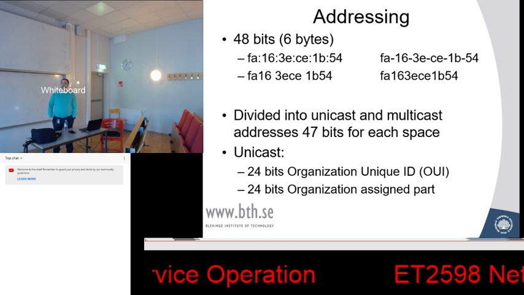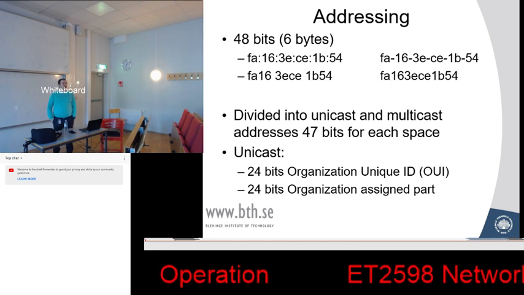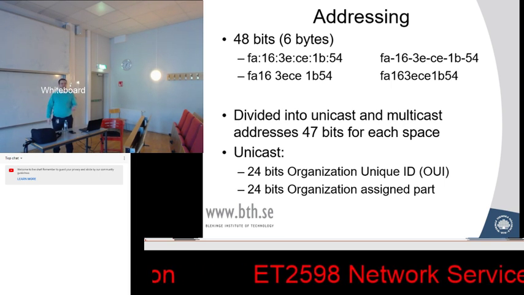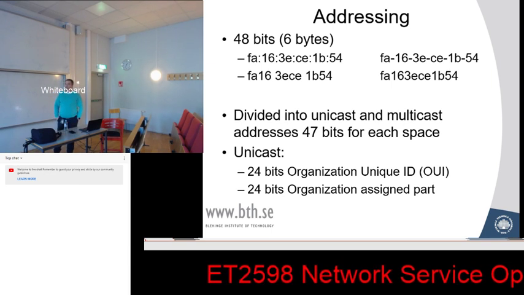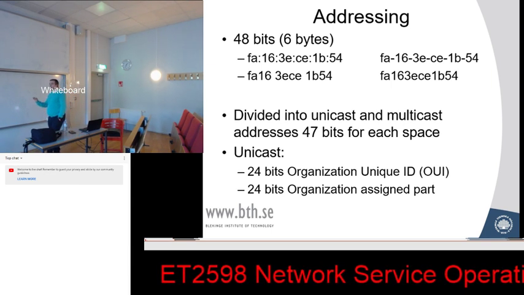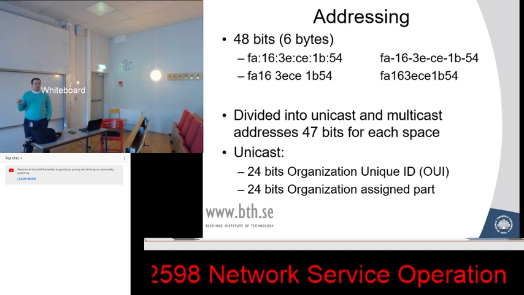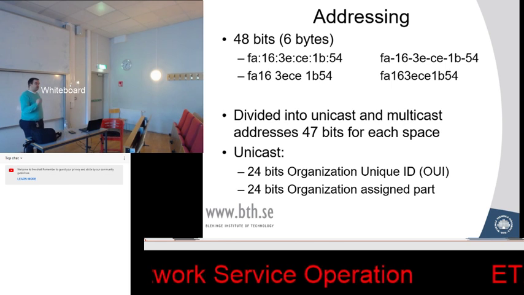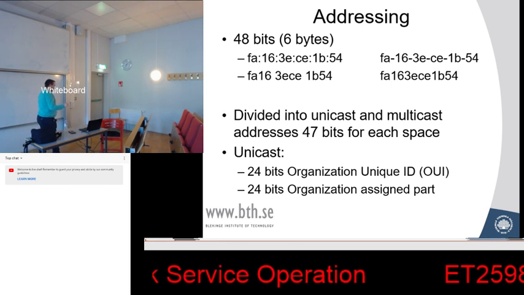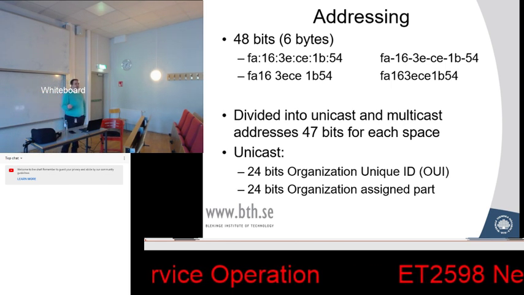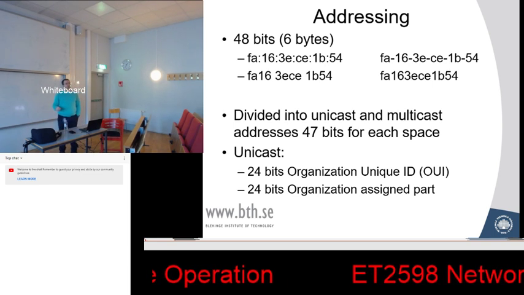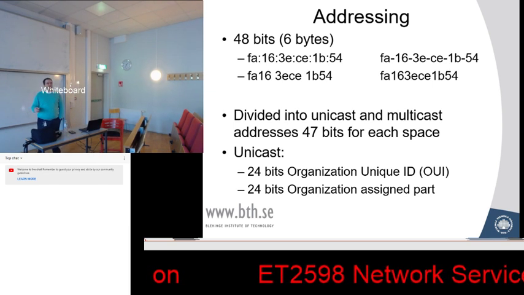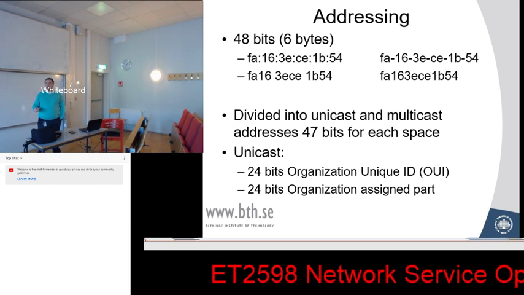The addresses are divided into 2 chunks, a unicast chunk and a multicast chunk. The first bit decides this. If it is a 0, that means it's a multicast address. If it's a 1, or high, then it means it is a unicast address.